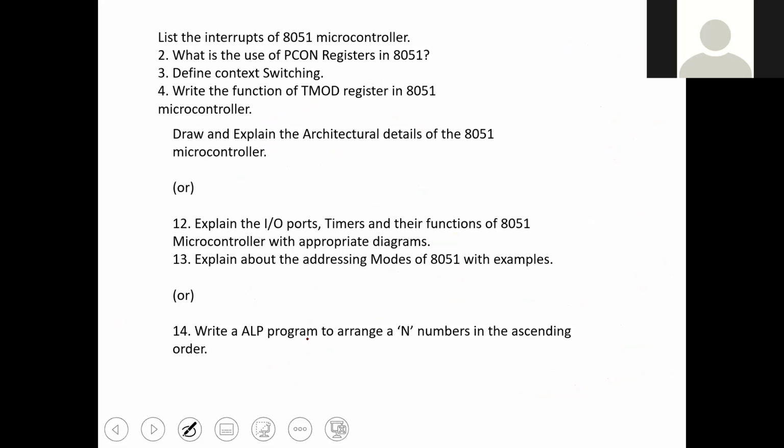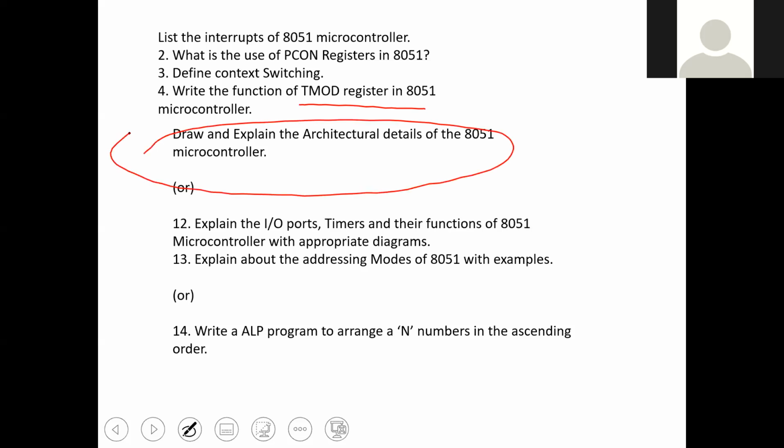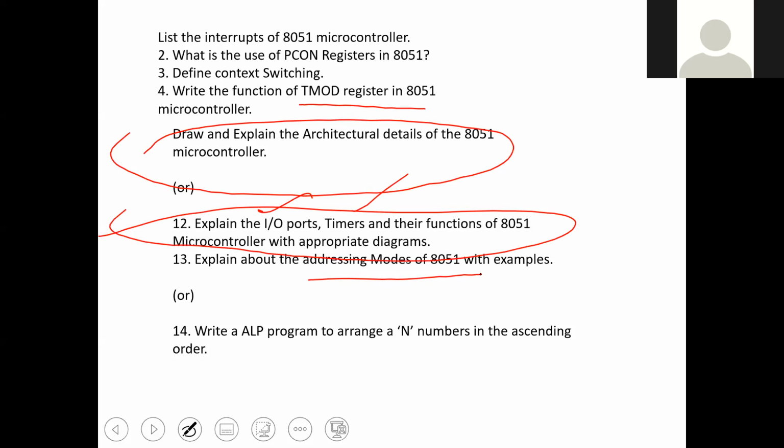So you have seen interrupts, PCON register, context switching. That is nothing but full duplex, half duplex and all we are saying now. Then you see TMOD registers, they explained about the TMOD register. Then architecture, timers. This question is repeatedly asked, so you have to study architecture, timers, ports. They ask both ports and timers. You have to explain about port 0, port 1, port 2, port 3. Then addressing modes. Addressing mode is a default question.